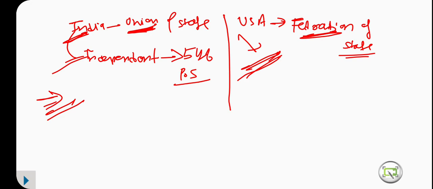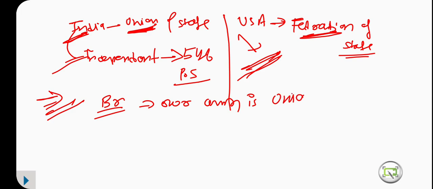But in the case of the USA, it is the federation of states. In a federation, if a state wants to come out from the federation, then simply the state can come out and form an independent nation. But it is not so in the case of India. No single state can come out from this union. So, understood what it actually is?